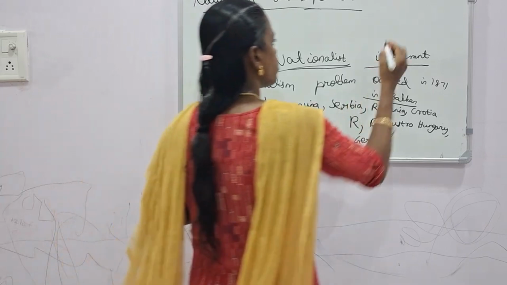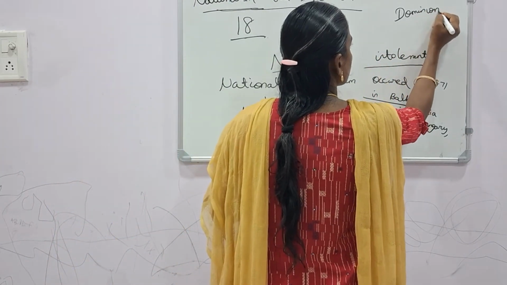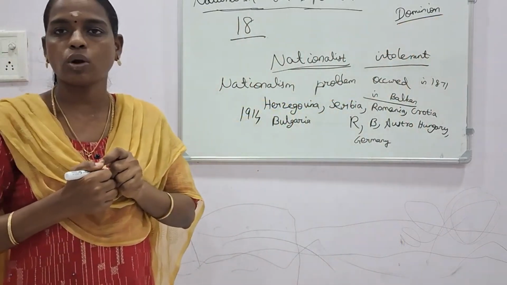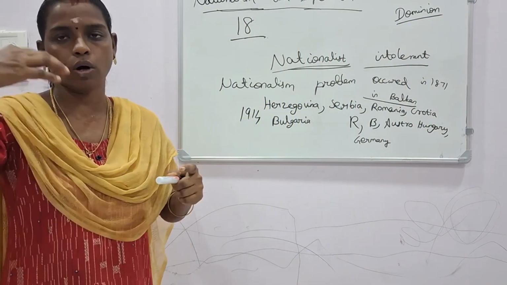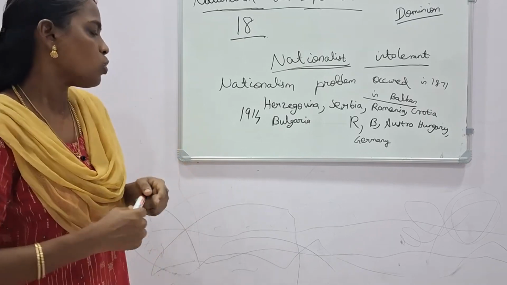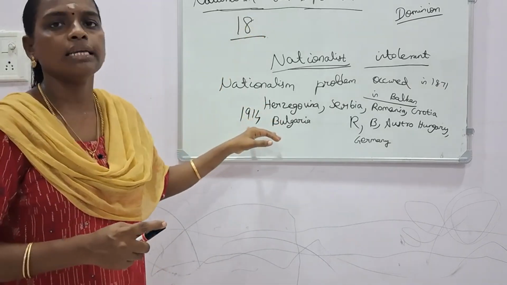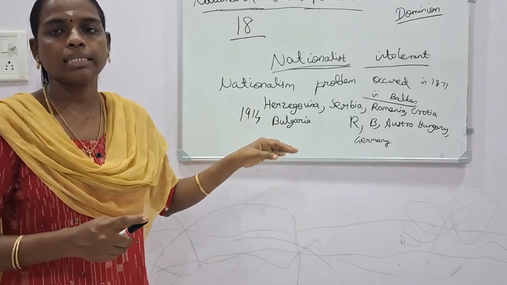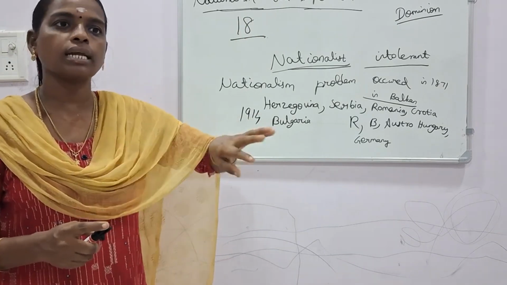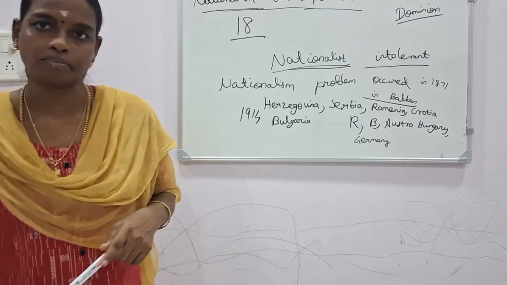What is the dominion rule? Dominion rule means they don't want to be under the control of any other country. They want to rule themselves. They want to form a separate government. So nationalism was there along with imperialism in the year 1914, and that imperialism was totally eradicated when the countries got independent one by one.